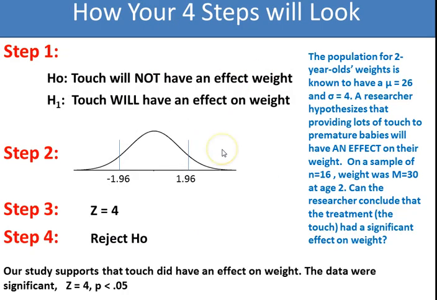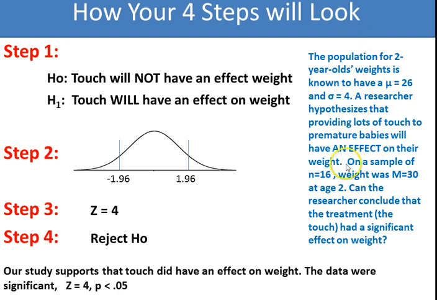If you had done the 4 steps described so far between part 1 of the video and part 2, this video, your 4 steps would look like this. What I have represented here is the original research scenario that we began with, where, remember, a researcher hypothesizes that providing lots of touch to premature babies will have an effect on their weight. You may remember then that this would be a non-directional hypothesis requiring us to use a two-tail test.